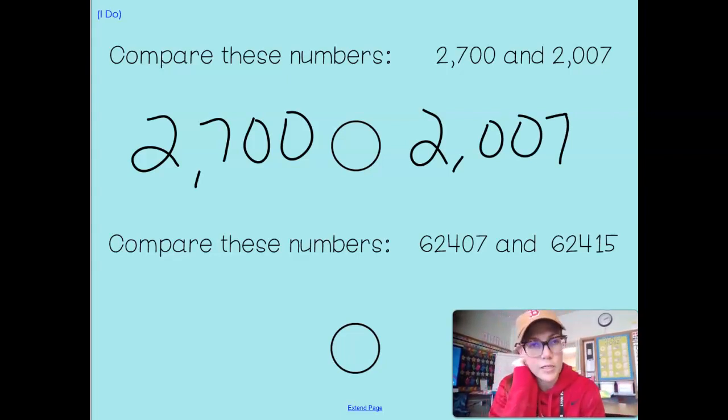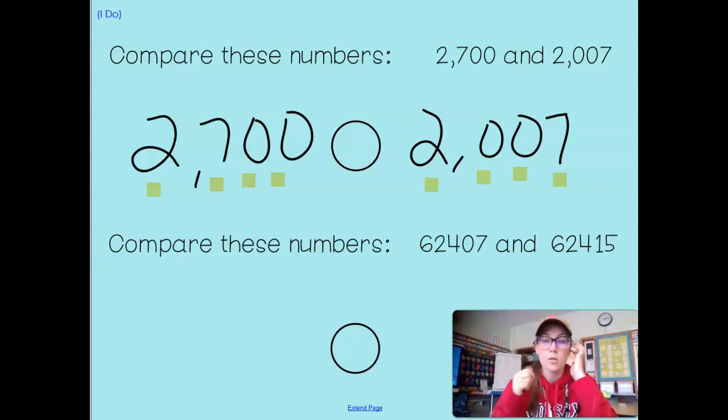First, I'm going to count how many digits are on each side to see if one number has more digits than the other. 1, 2, 3, 4 digits. 1, 2, 3, 4 digits. So they both have 4 digits. I can't say that one number is greater than the other yet because one number has the exact same amount of digits as the other number. So now I've got to go by place value.